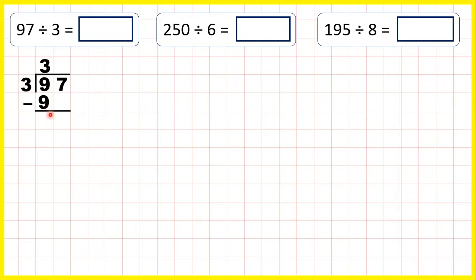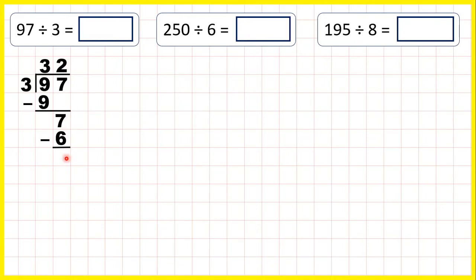9 take away 9 is 0, so we don't need to write anything here, but we do need to bring down the 7. So we have 7 divided by 3. Now the closest number to 7 that's in the 3 times table and that's still less than 7 is 6. And 6 is 2 times 3, so we write 2 in our answer line.